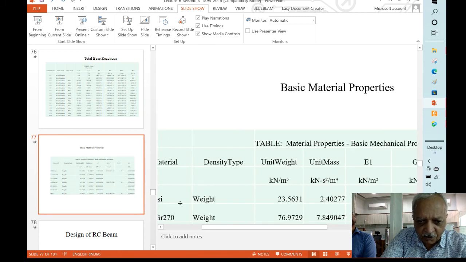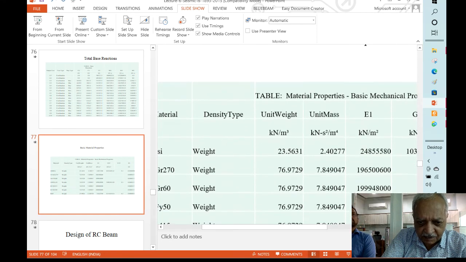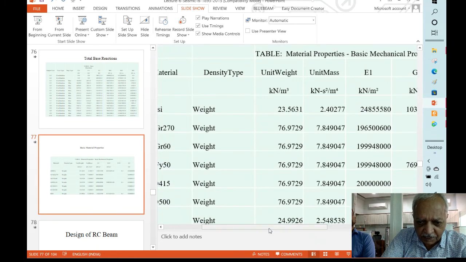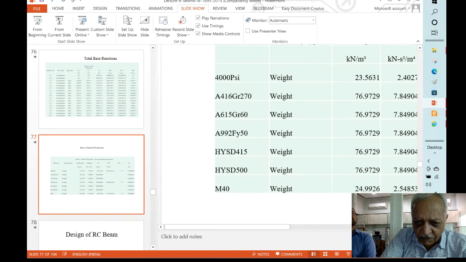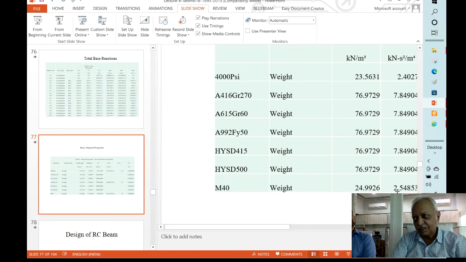Whatever material that you have selected, your data is only reflected in the output. So for each of the materials that you are selecting, for different grades of concrete that you have used, or steel that you have used, depending on that it will give you the relevant properties and so on.